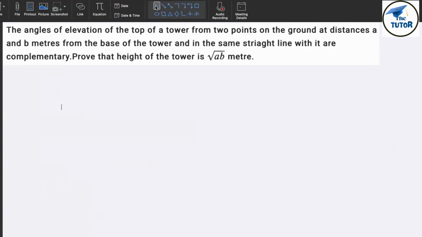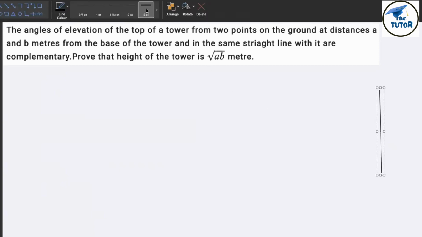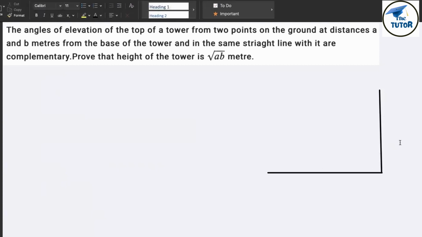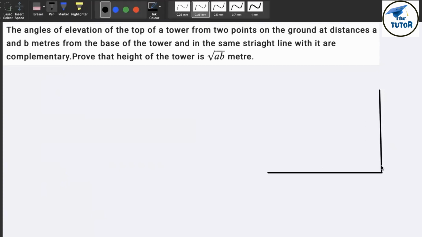So for a tower, we generally make a line representing a tower or a building like this, perpendicular to the surface. There will be a baseline. Let's say this is the surface of Earth on which this tower is perpendicular. Both will be 90 degrees with each other, as every construction on the ground is made perpendicular to the Earth. Let's say the top of the tower is A, bottom is B.